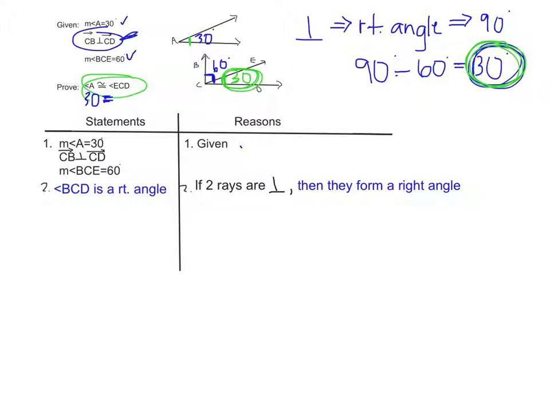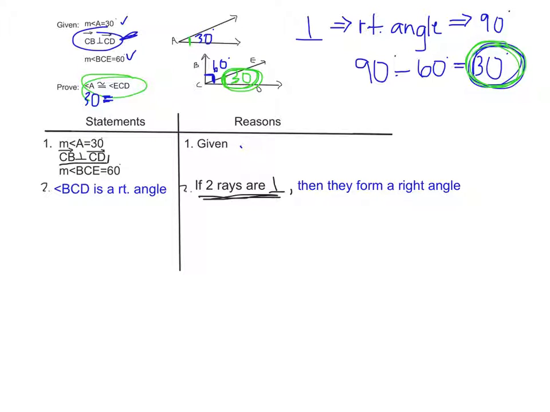All right, so look at what I've written here. I'm saying that angle BCD is a right angle. How do I know that? Because if 2 rays are perpendicular, then they form a right angle. Now I am going to try to color code this for you. So try to follow what I've done here with the color. If 2 rays are perpendicular, why is that in black?